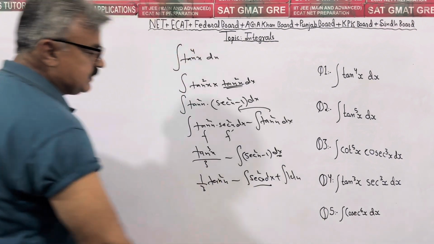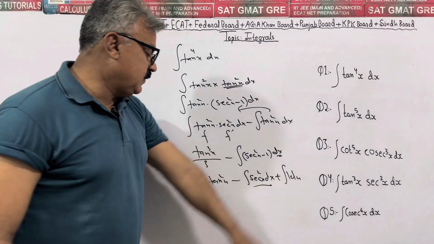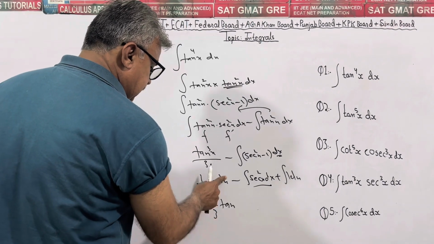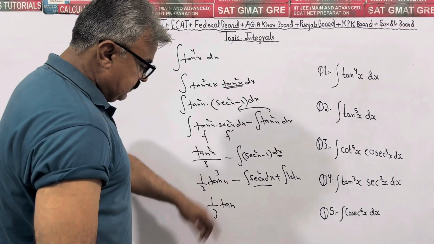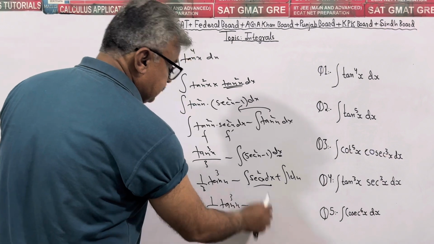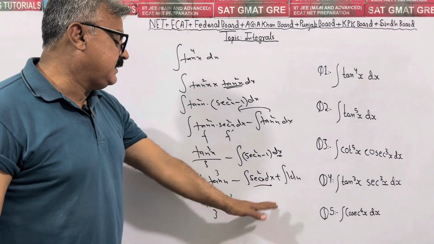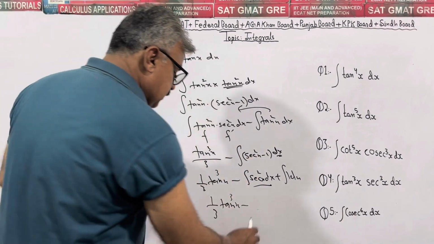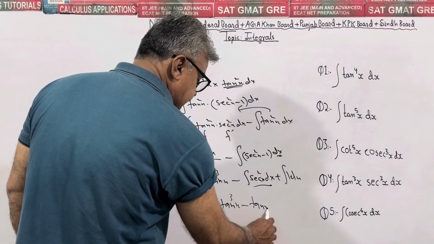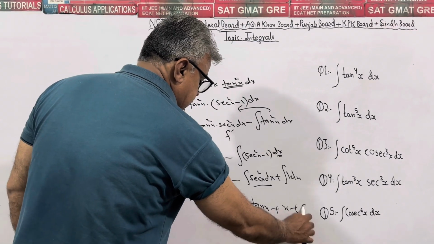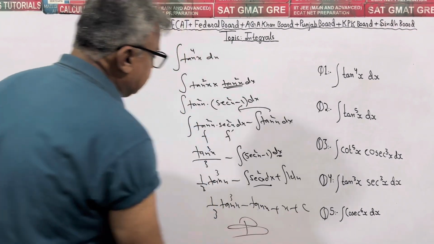Now integration of sec square is tan. Integration of 1 with respect to x is x. 1 over 3, that is tan cube. 1 over 3 tan cube x minus integration of sec square is tan. Directly, the differentiation of tan is sec square, so the integration of sec square is only tan. And 1 is the differentiation of x, so the integration of 1 is x plus c. That's our answer in that case.